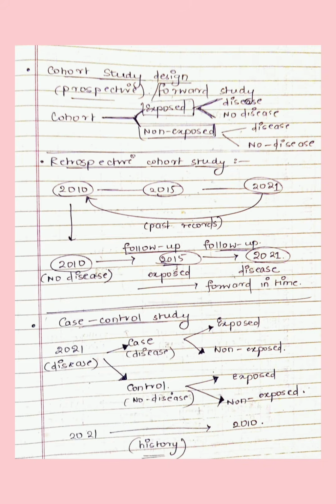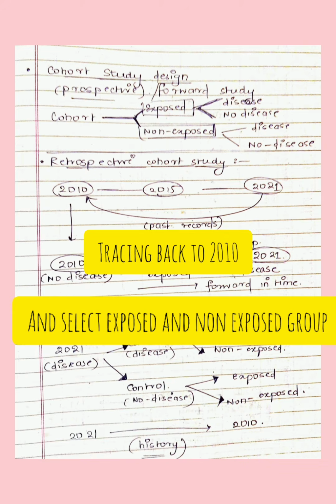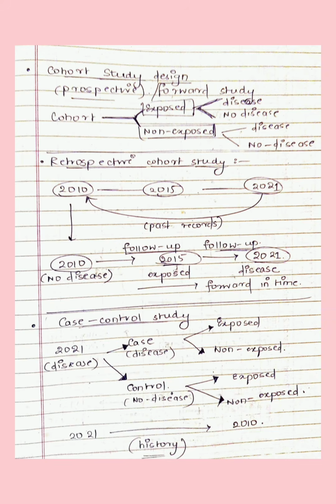Now in a retrospective cohort study, we go back in time. We check the past records and we select a cohort. Say at present we are in 2021. So we'll check all the past medical records from 2010 of the cohort or individuals. So we'll select a cohort.